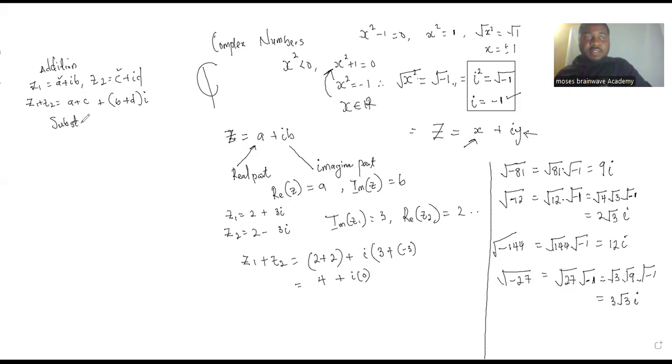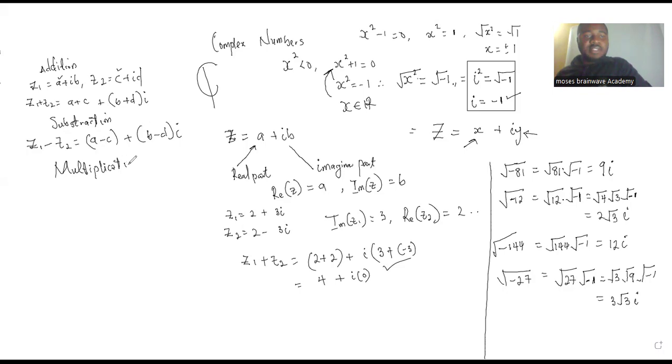So if I want to subtract, for subtraction, it's going to be very, very similar. We have Z1 minus Z2, then this is going to be a minus c, then plus b minus d. Then you have to be very careful of this sign, which we have done an example over here. Good. So then we can go to multiplication.